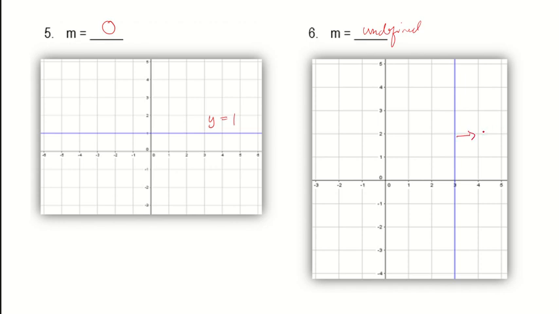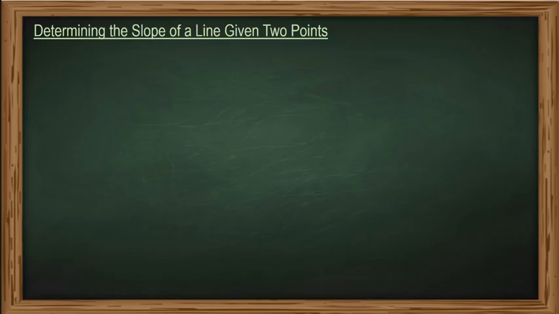This line has equation x is equal to 3. Okay? Kahit pa x is equal to negative 1, ang slope niya pa rin ay undefined. Okay? Next. Determining the slope of a line given 2 points. Okay. Halimbawa, wala na tayong graph. Binigay na lang sa atin ay points. How are we going to do that?